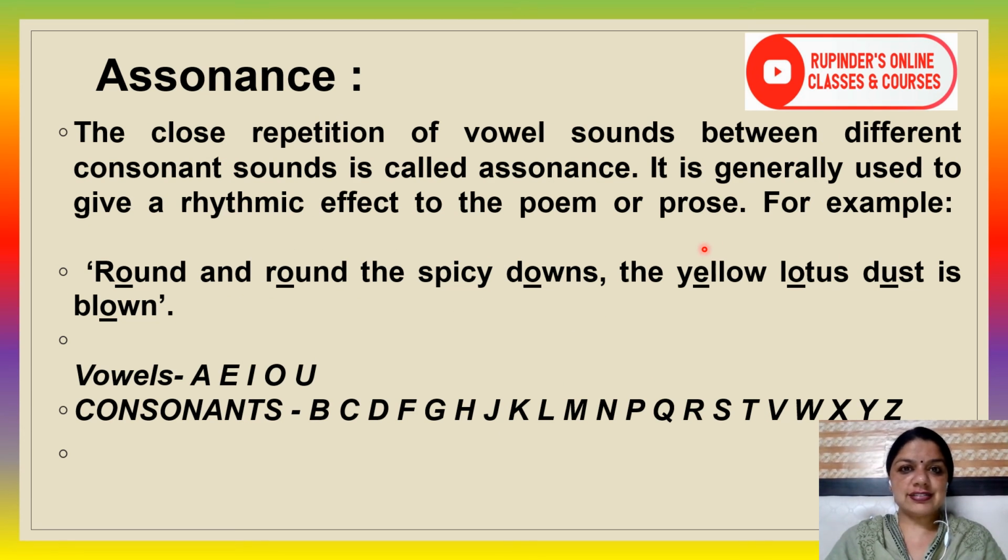This is the last literary term of this video. So this is assonance. Alliteration means repetition of both the sounds, the consonant ones and vowel sounds. Assonance means close repetition of vowel sounds between different consonant sounds. It is generally used to give a rhythmic effect to the poem or the prose.